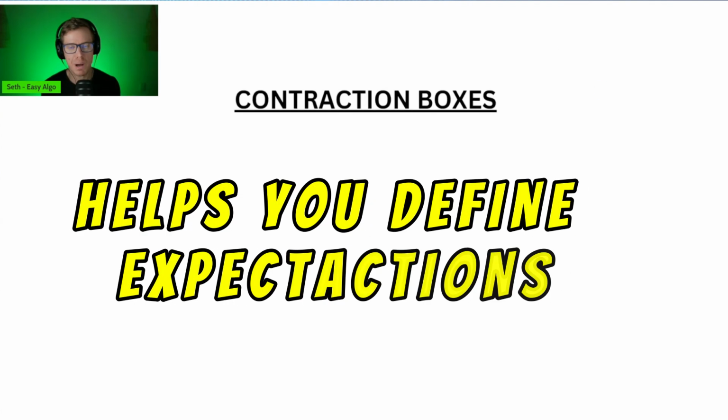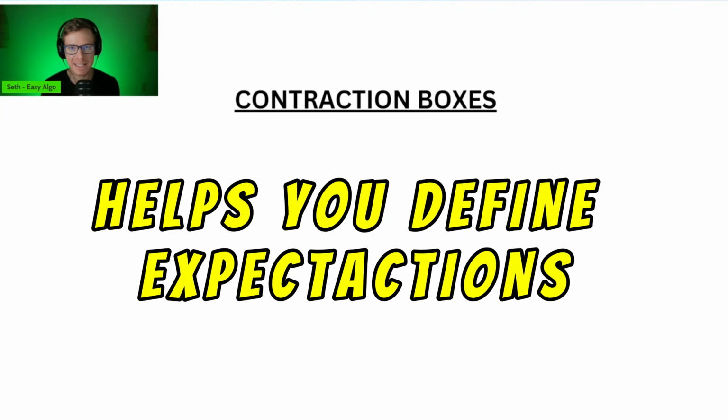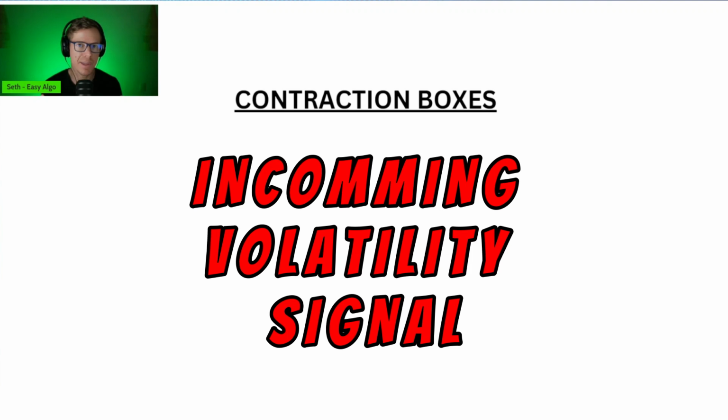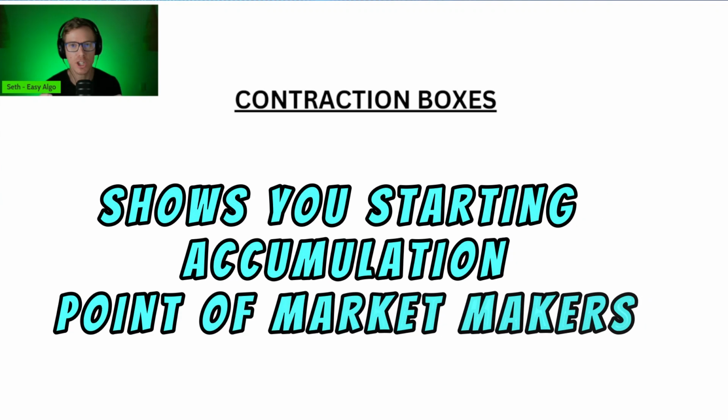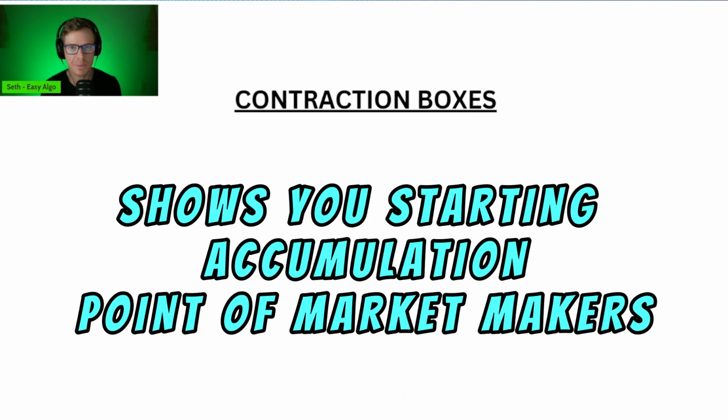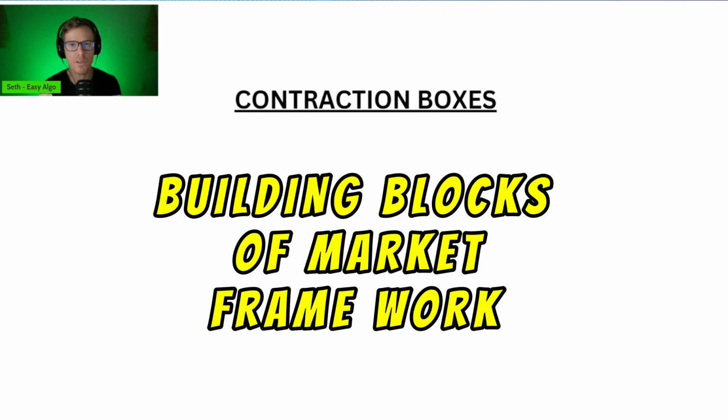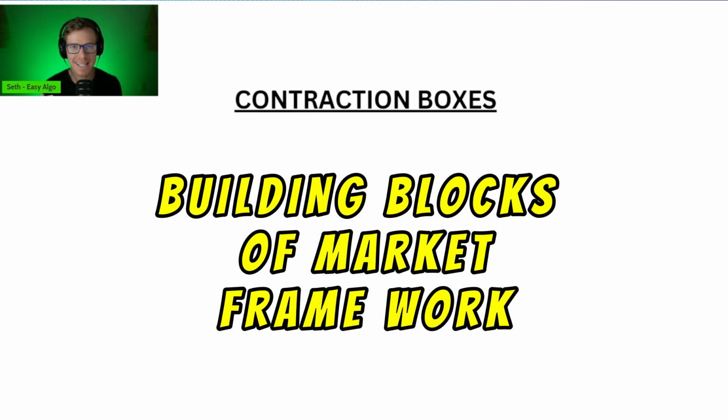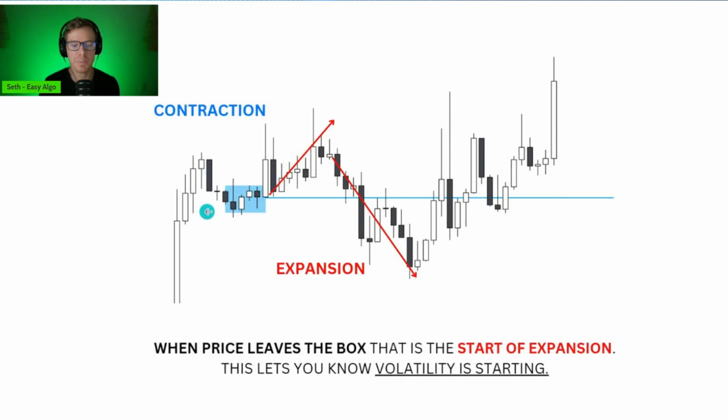These contraction boxes help you define expectations of upcoming market behavior. It serves as an incoming volatility signal. It also provides you with the starting accumulation point of the market makers. These contraction boxes are the basic building blocks of all market framework that dictate future price movement. Here's an example. You get the contraction box, contraction phase, and then what comes next is the expansion phase. That's what lets you know the volatility is starting.